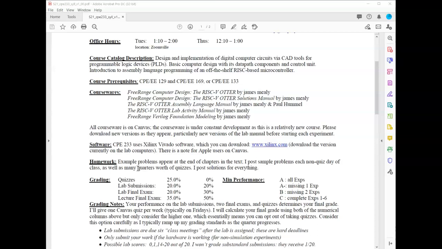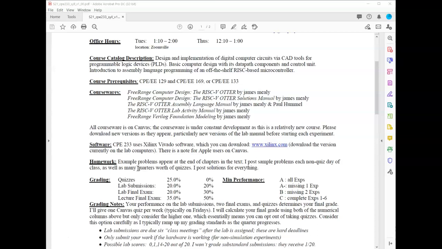Homework for the class is there's no submitted homework. Essentially, there's tons of problems everywhere. There's 4 quarters of old quizzes. There's old exams. There's tons of problems in the text. There's sample problems. You need to do as many problems as you feel you need to do to understand the course material. So I say do all the problems, but it's up to you to determine exactly how many you're going to do.